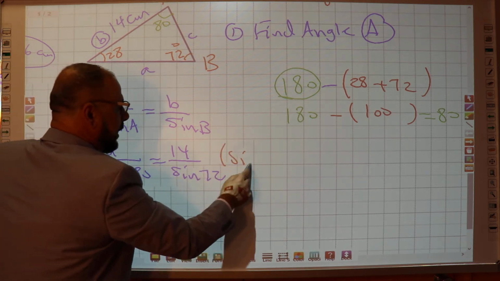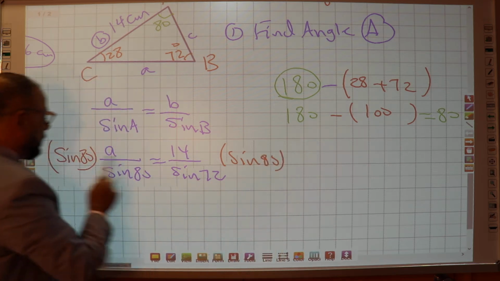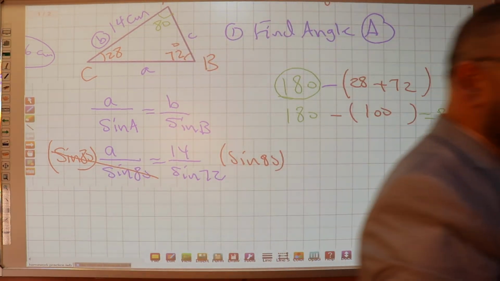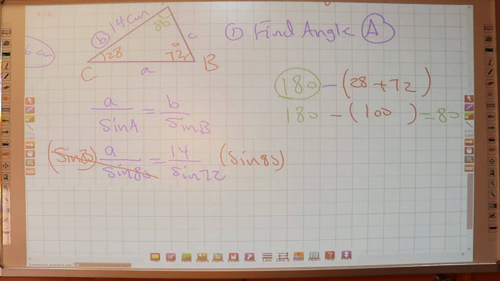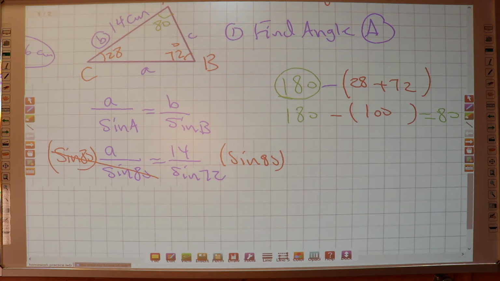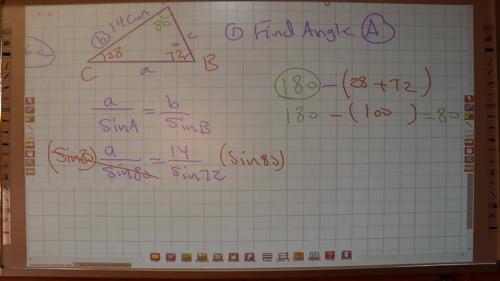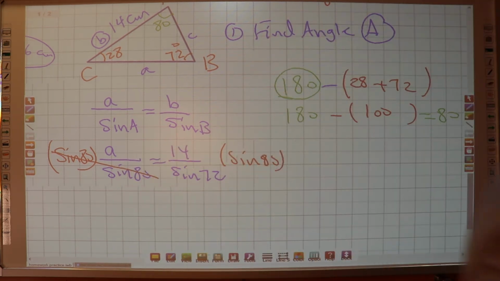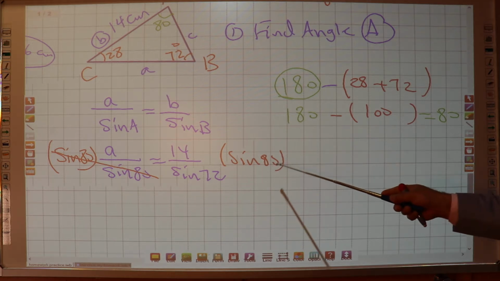sine 80. My friend Mike here, you're gonna use the calculator to help me with this. Can you use the calculator? Okay, Mike. 14 over sine 72, first. Then multiply by sine 80.